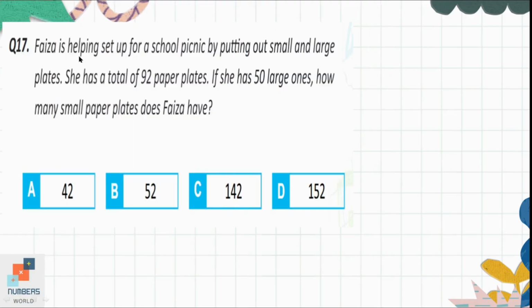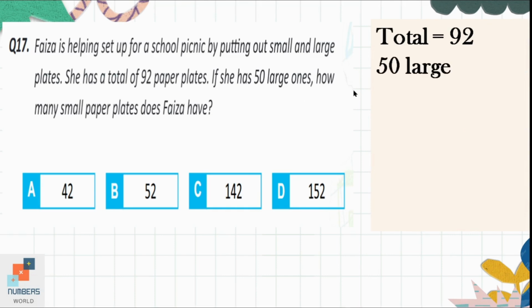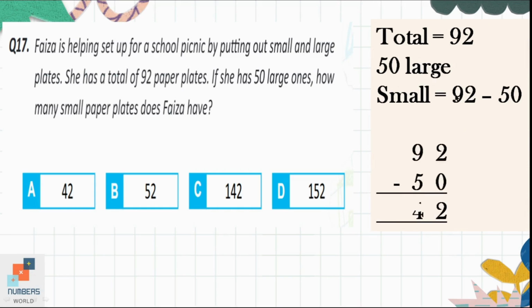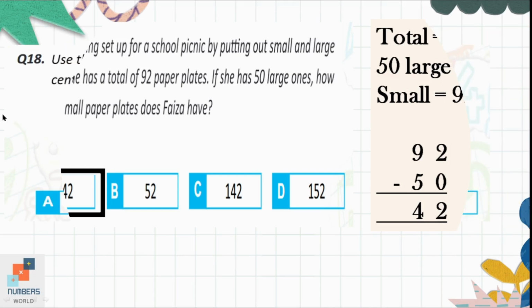Question number 17. Faiza is helping set up for a school picnic by putting out small and large plates. She has a total of 92 paper plates. If she has 50 large ones, how many small paper plates does Faiza have? We know that there are 92 plates, and out of 92, 50 plates are large. To find out the number of small plates, we will subtract 50 from 92. The answer is equal to 42. So option A is the correct one. There are 42 small plates.